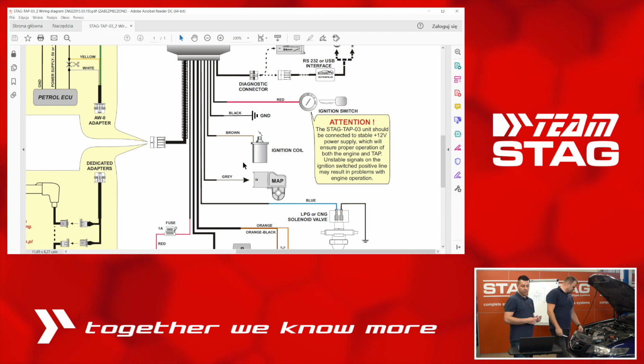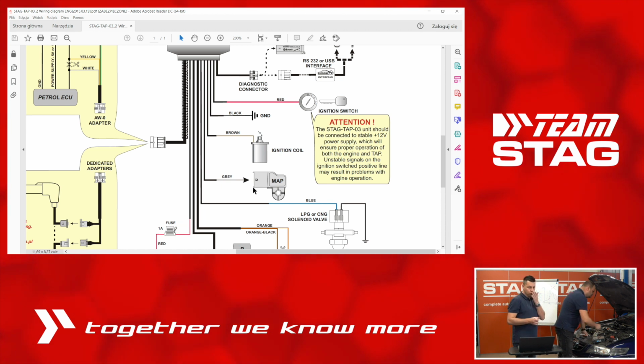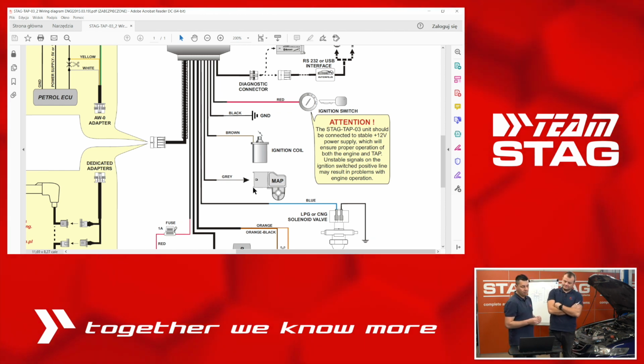The brown one from the ignition coil gives the RPM signal, and the gray one from the MAP sensor gives the load of the engine. If you want to use the fast calibration, just the basic function of the TAP, you don't need to connect the brown and gray cables. The TAP will work fine without them. But if you want to use more advanced functions, there is some distortion in the signal when you use the fast calibration without the brown and gray cable connections. Or if you want to use the integrated auto adaptation mode.